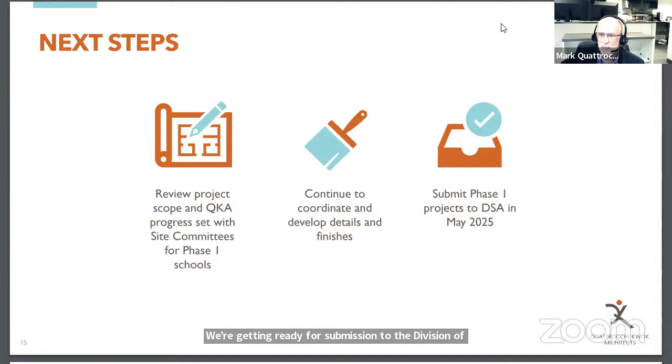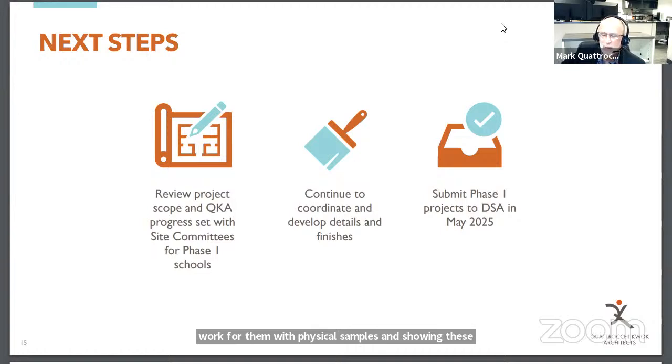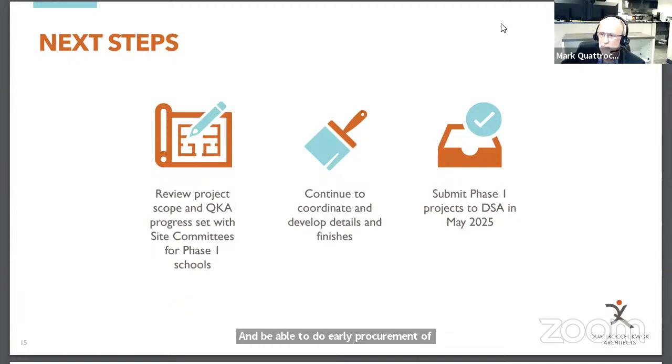We will work, as I mentioned, with the sites to ensure the finishes and the details that we're proposing work for them, with physical samples and by showing these renderings. Our goal will be to submit to the Division of State Architect, which has a very lengthy review process, in May of 25. But what's so nice about this schedule is, despite how long they are, we'll have plenty of time for their plan check. Then the Greystone team in the district will be able to bid the project and do early procurement of all the materials, so that when school ends in summer of 26, we will be ready to go and finish this work over the course of the summer. And with that, I'm going to turn it over to Mr. Estrada.